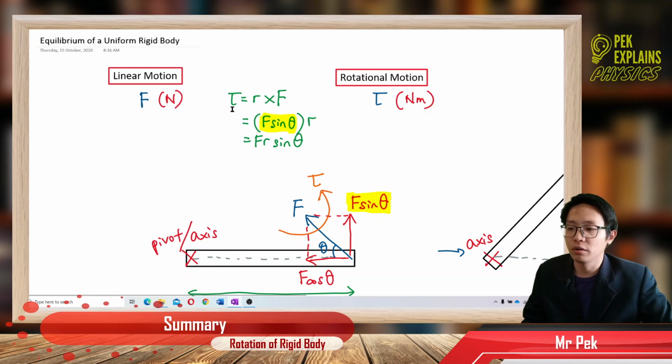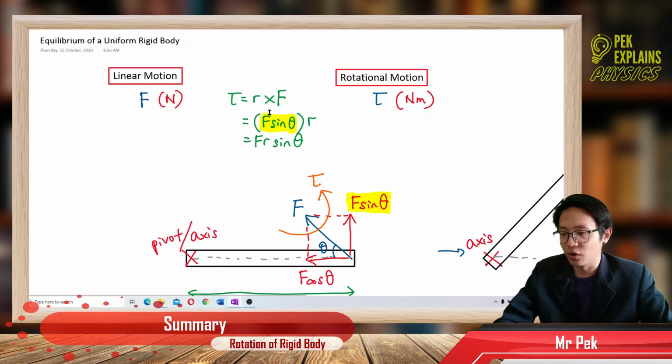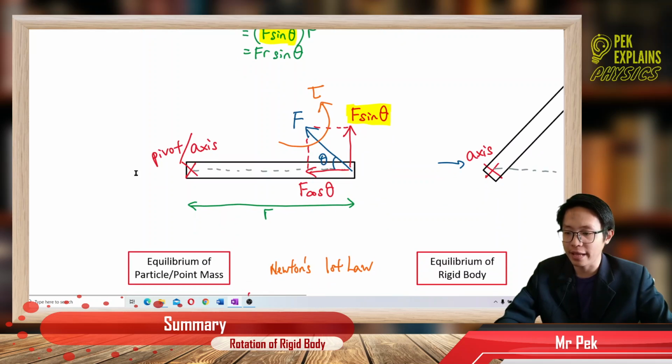Why is torque Newton meter? Because torque is equal to R cross F. Torque is a cross product. When cross product, we use sine theta. Why is it sine theta? So many questions. Okay, I will explain one by one. First of all, we have R. What is R and what is F? Let's look at this diagram.